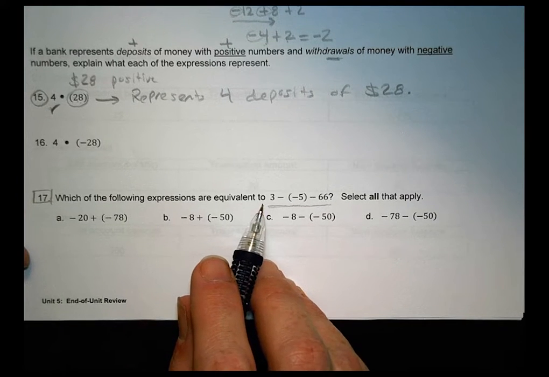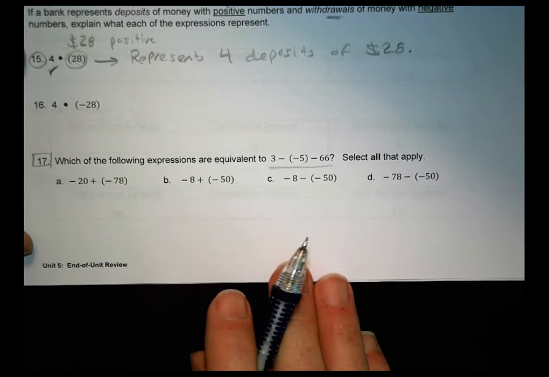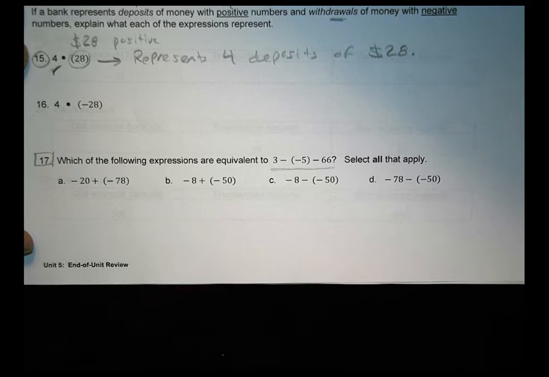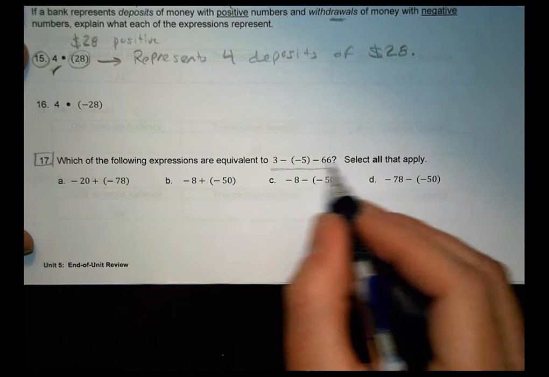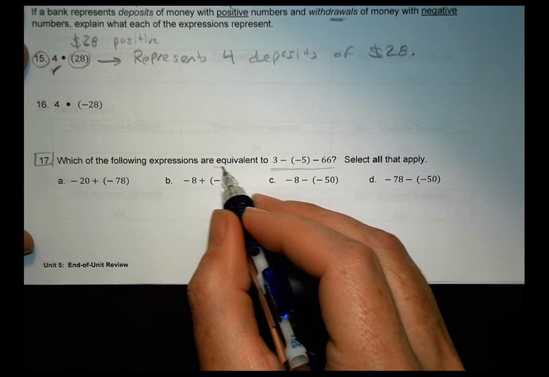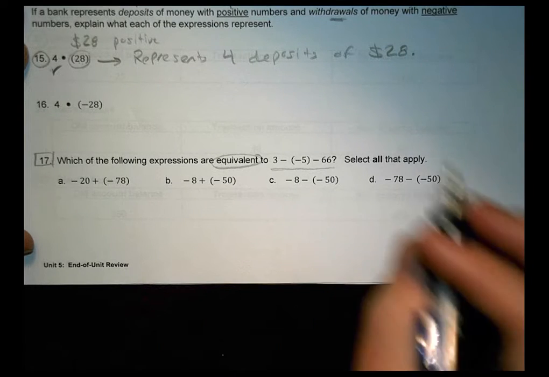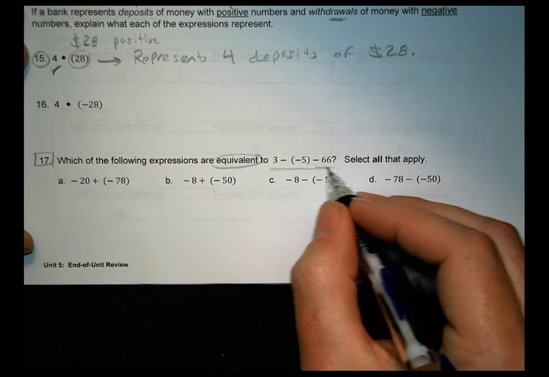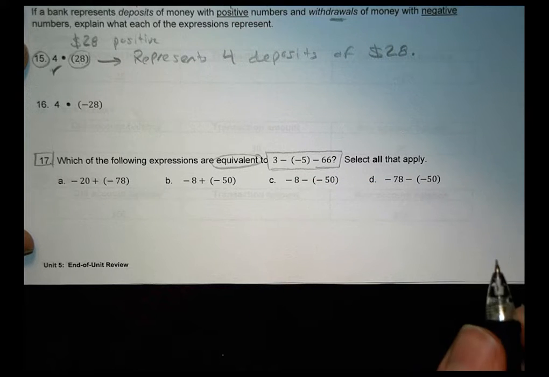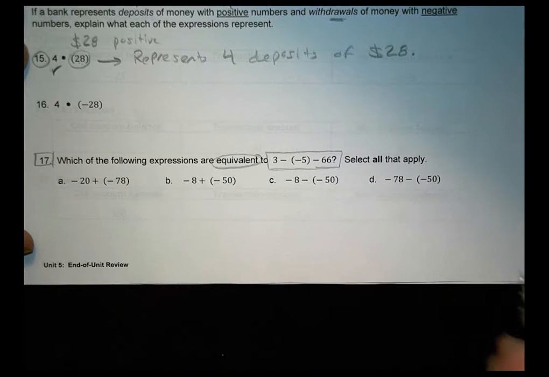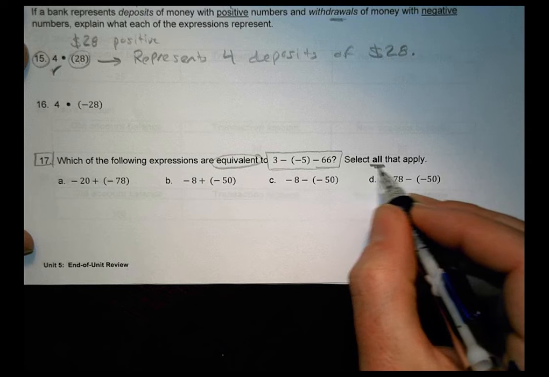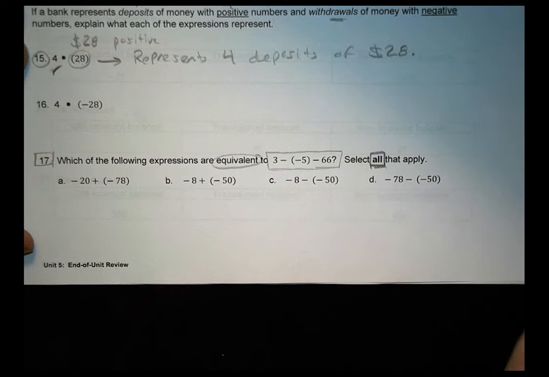All right, I'll let you do 16. All right, 17. Which of the following expressions are equivalent to that one? Equivalent means it's going to be equal to. All right, so they're going to have the same solution. So what I'm going to do here is I'm going to solve this one for you, so at least you're on the right track, and then let you figure out A, B, C, or D. Notice it does say again, select all that apply, so you might have more than one answer.